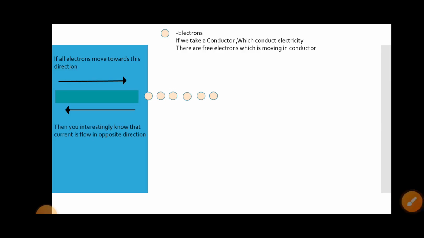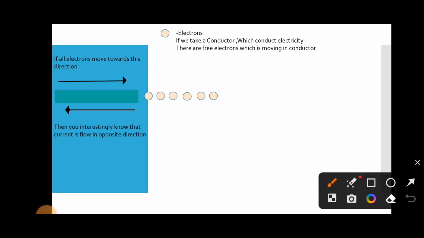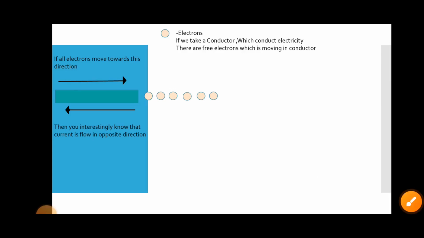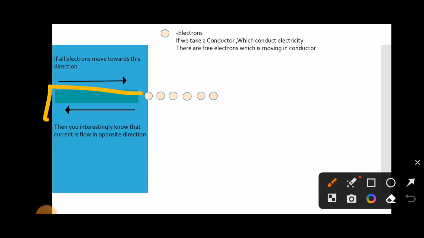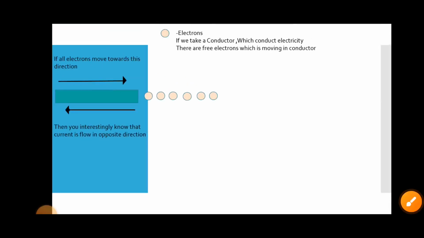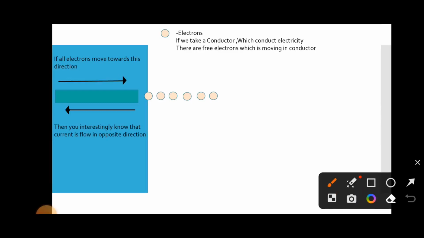So can electrons move automatically in this direction? The answer is no. In metal, suppose any metal, there are electrons. Can we see there is electricity in it? The answer is no. Then the question is why? There are free electrons, but all are in random motion. So we move them in a particular direction, and the current is in the opposite direction.